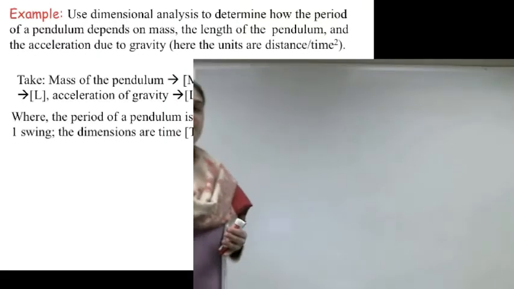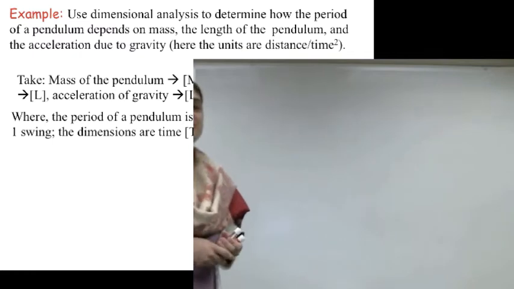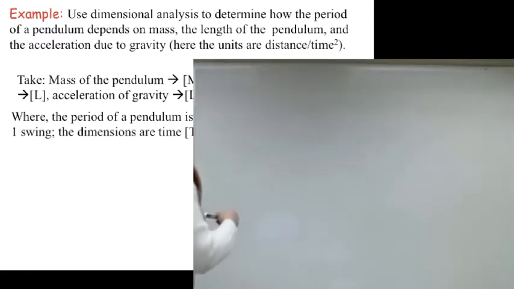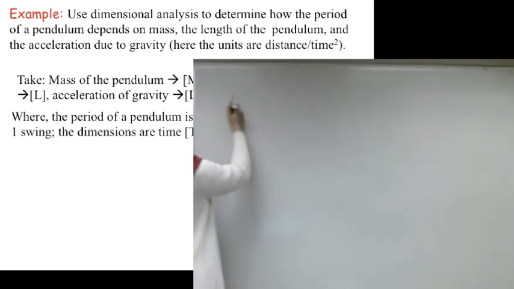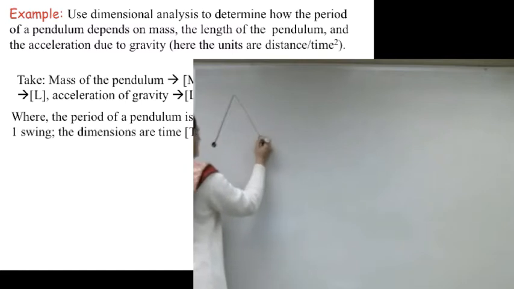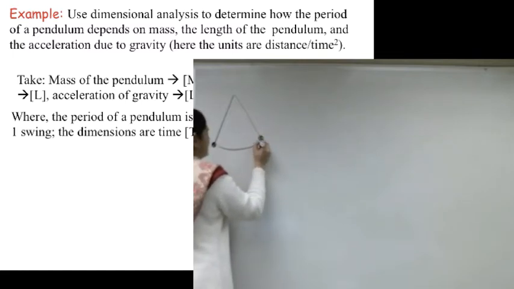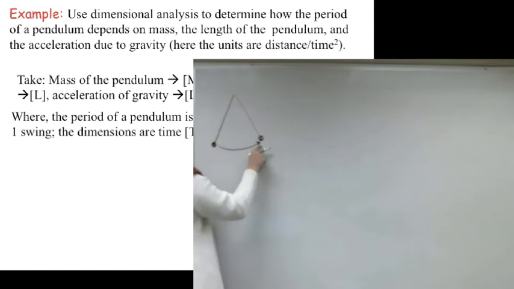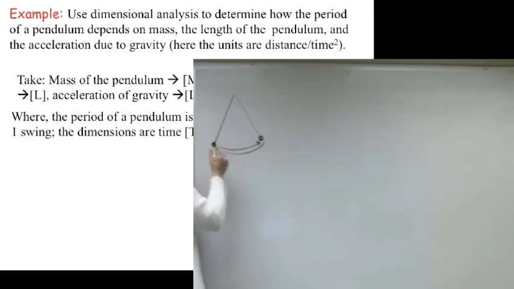And the answer is yes, absolutely we can. Now here's another really good question. Use dimensional analysis to determine how the period of a pendulum depends on the mass. First, I'm going to tell you what a pendulum is. A pendulum is a mass attached to a spring. And this is a complete cycle, starting from this side, going all the way over, and coming back. This defines the period of a pendulum, how long it takes to complete one swing. Figure out how it depends on mass, length, and acceleration due to gravity.